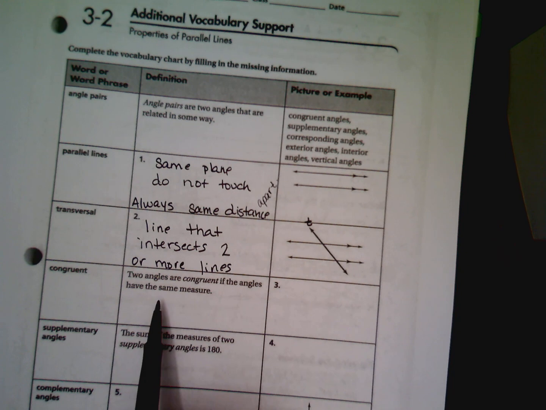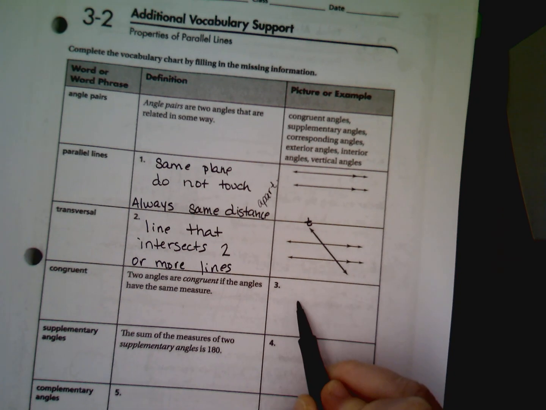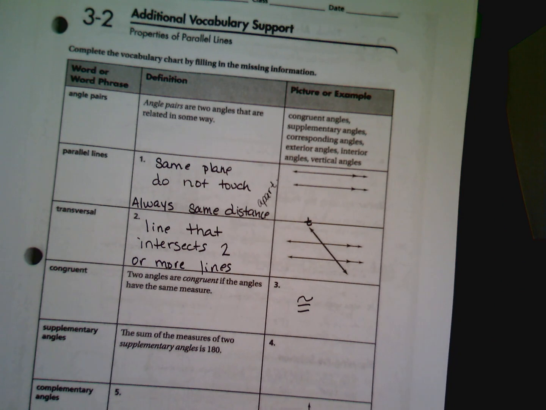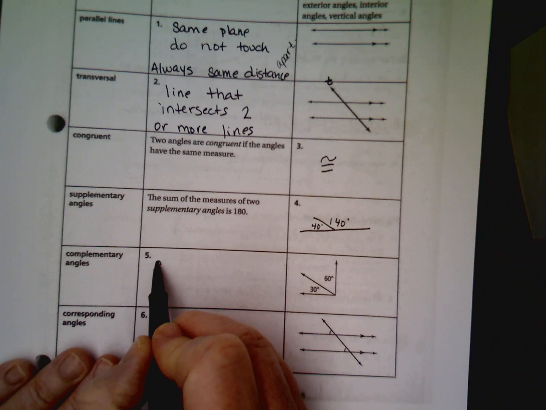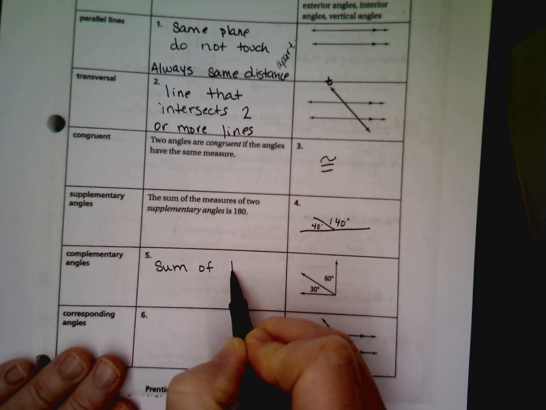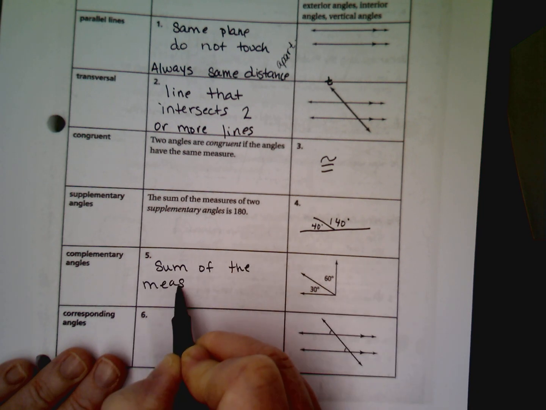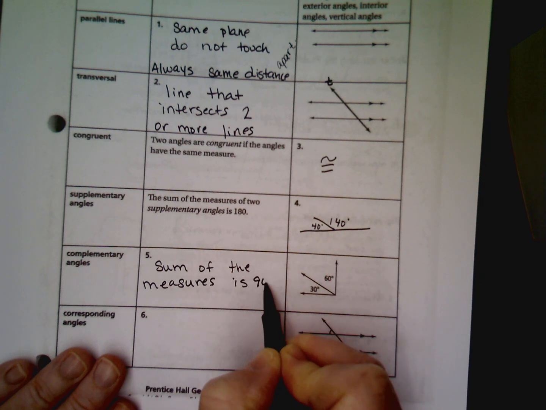Congruent: 2 angles are congruent if they have the same measure. And so I want you to put a picture of congruent. I think y'all know what congruent means at this point. Supplementary angles, just so we know, supplementary angles have to add up to be what? So let's illustrate that with this little picture. Let's put a 40-degree angle in here. And what's the other one have to be? 140. What about complementary angles? The sum of the measures is 90, and they have it illustrated.